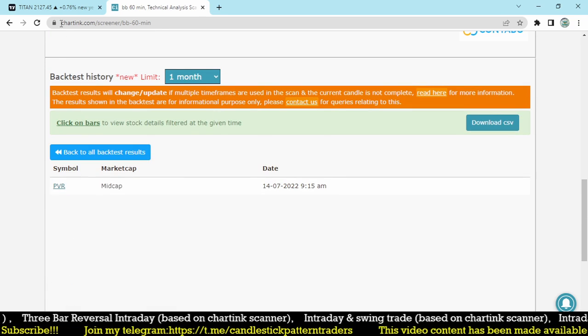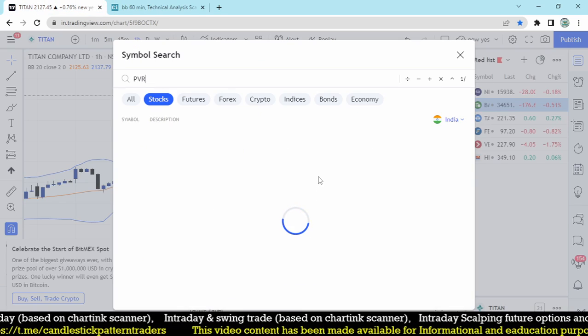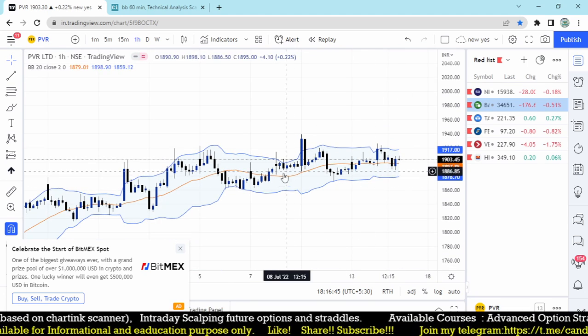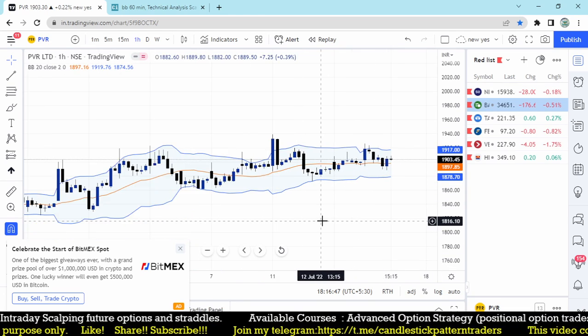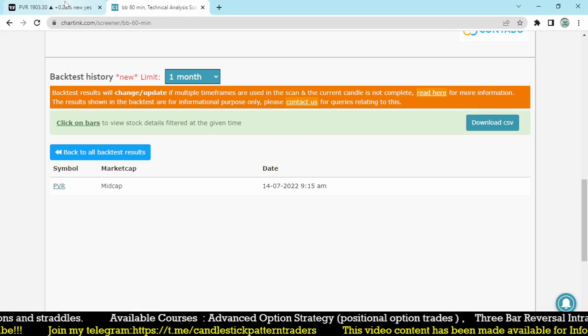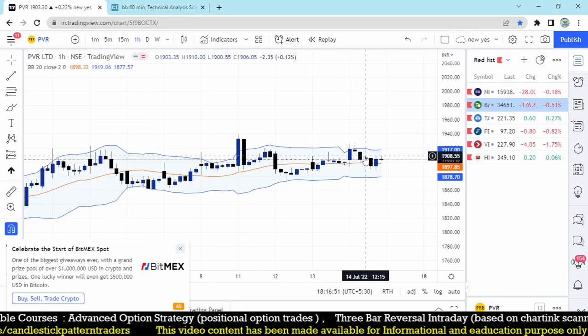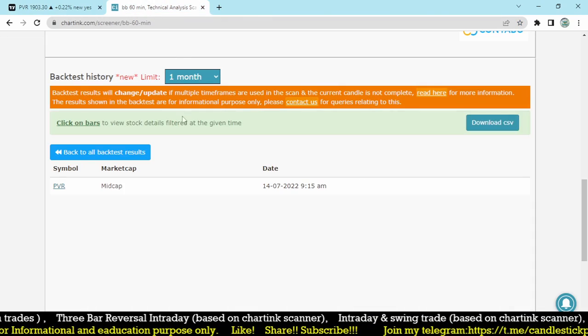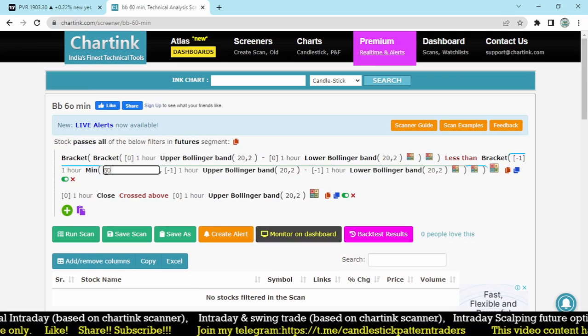That was a stock, which is PVR. Let me check it out. What happened in PVR? This is PVR, and today at 9:15, this was the candle. Let's see, the band is compared to 60 candles, the band is low. So let me try to change this one to 30 candles.